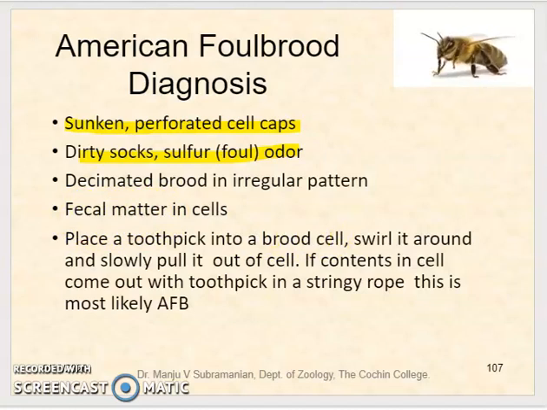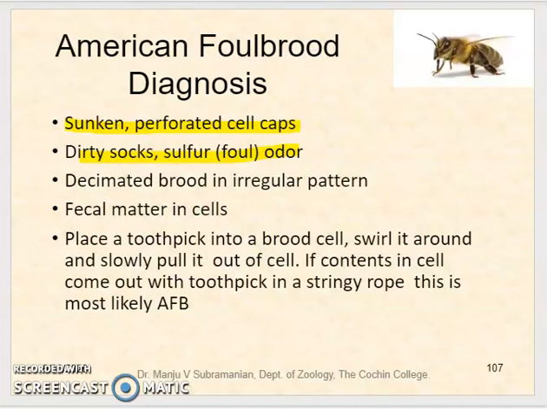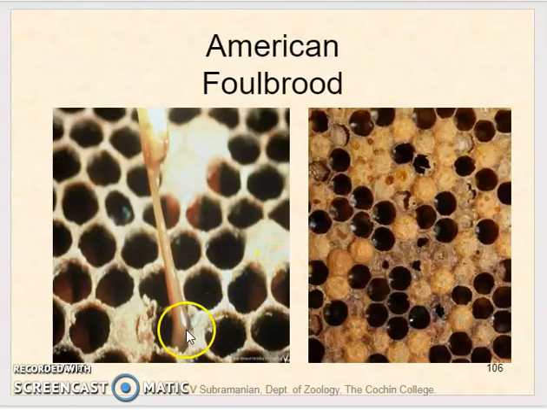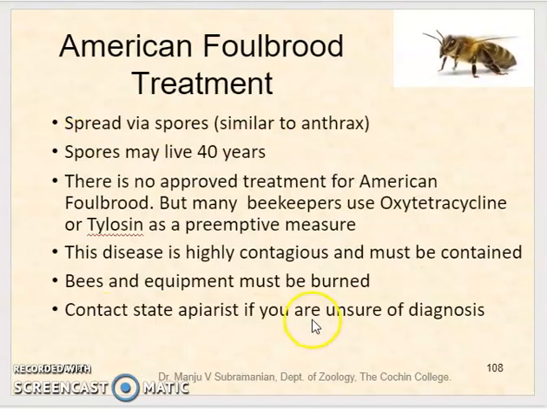And if you place a toothpick into the brood, it will pull. If you place a toothpick like this, the whole contents will be drawn out like a gum-like substance. So it's also an indication. If all the contents come out like this, then we can confirm that it is American foulbrood disease.